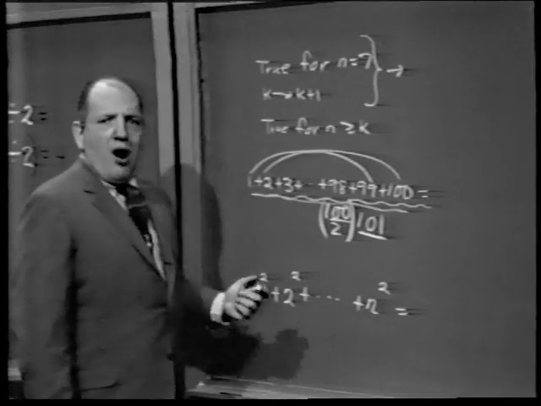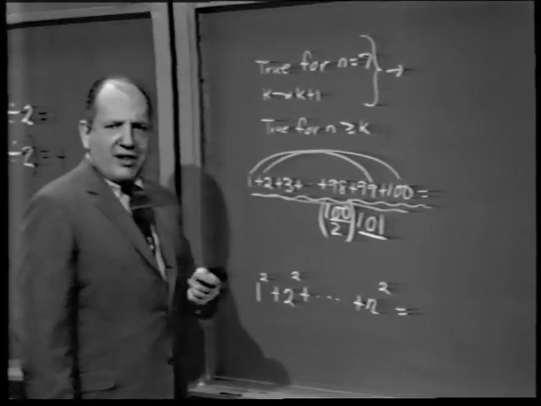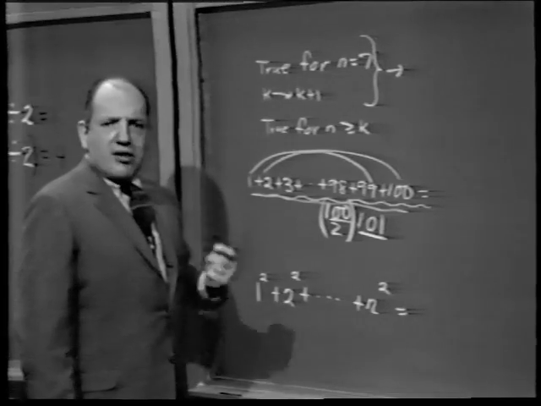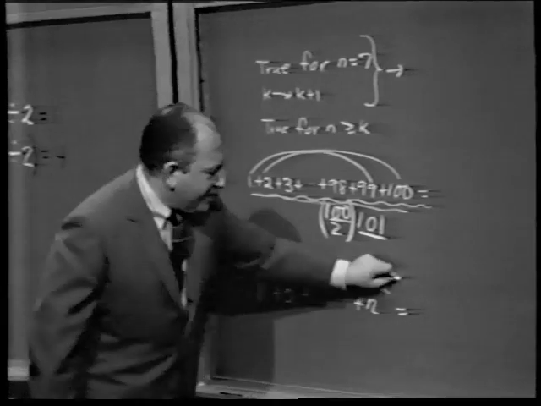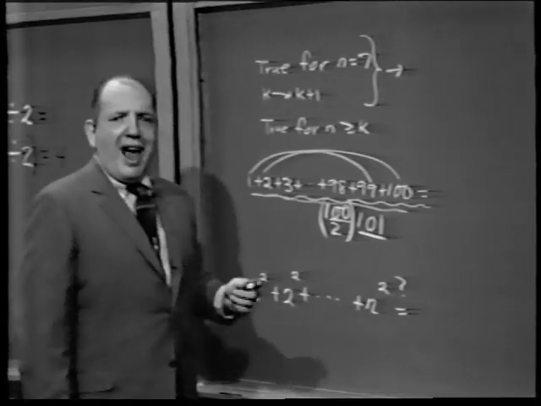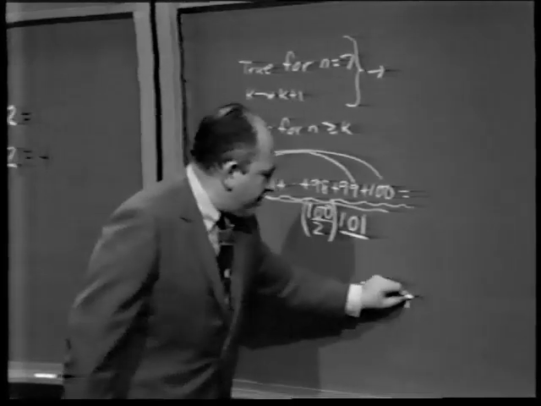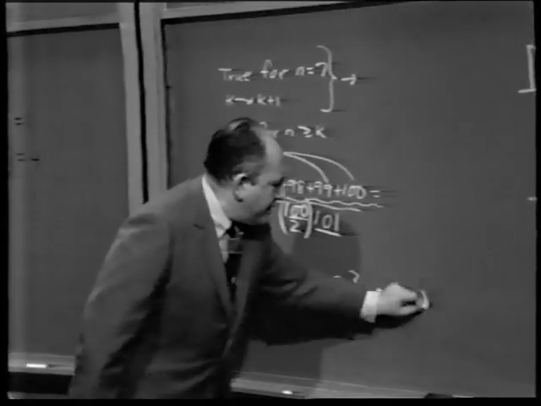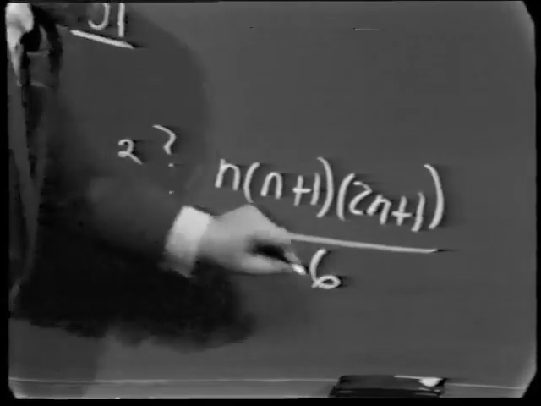What is the sum of the first n squares? In other words, not 1 plus 2 plus 3, etc., but 1 squared plus 2 squared plus 3 squared, etc. I'll give you the answer, but try to think for a while as to how likely it is that you would have conjectured this in the first place. Turns out to be n times n plus 1 times 2n plus 1 over 6.